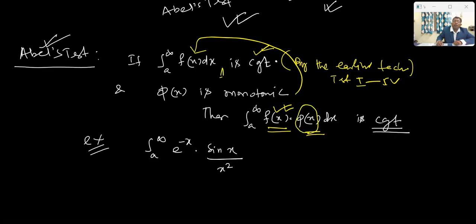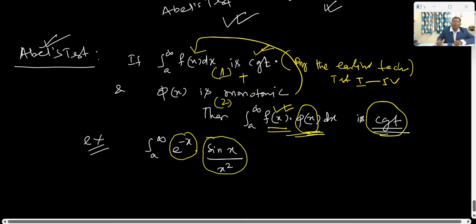So this is 1 and plus this second 2. If these two hold, then this product function is convergent. For example, suppose you are given e to the power minus x and sin x by x square. Let me call it my f and this my phi. Then what will happen here?